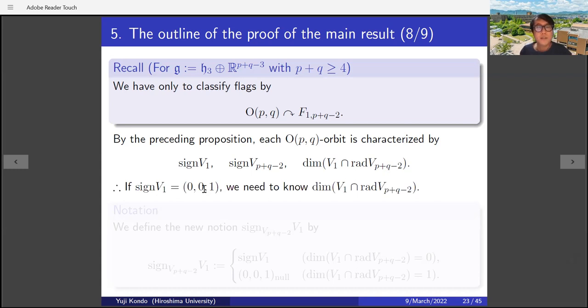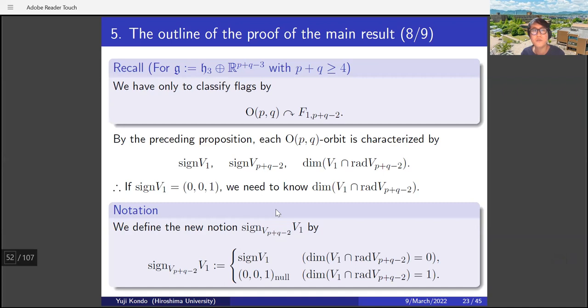So if sign V1 is 001, which means that V1 is a degenerate line, now we need to know the dimension of the intersection, since we have to distinguish two different cases. One case is V1 is included in the radical, and the other case is V1 is included in the direct sum of the positive part and negative part of V(P plus Q minus 2). So for this purpose, we set a new notion for signatures.